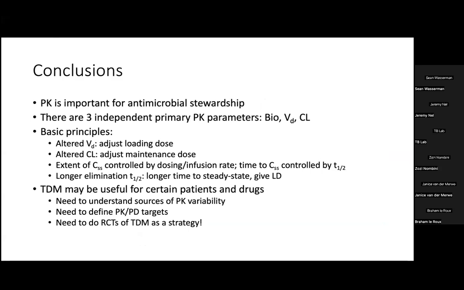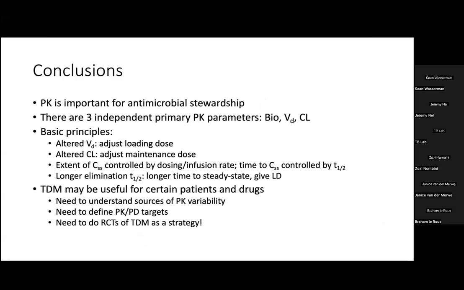There are three primary independent PK parameters. That's bioavailability, which describes absorption, volume of distribution, and clearance. These are the basic principles. When there's an altered volume of distribution, then the loading dose needs to be adjusted. When there's an altered clearance, then the maintenance dose needs to be adjusted.